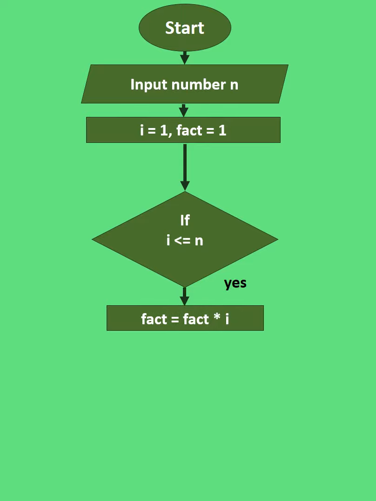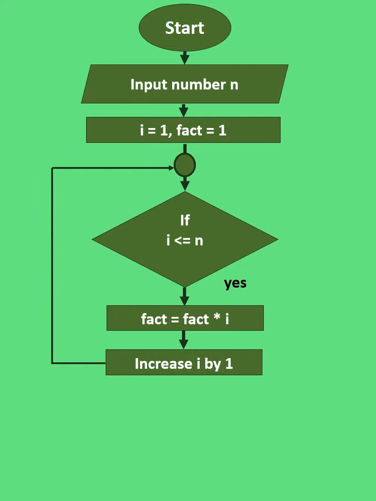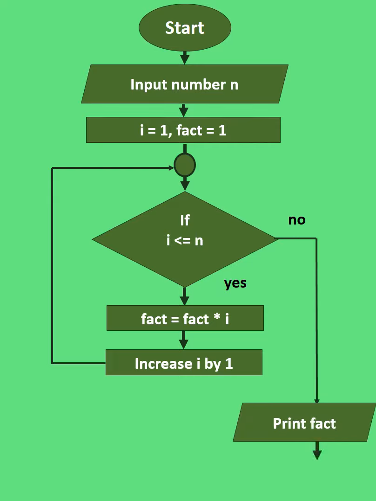On the yes side, multiply fact with I and increment I by 1, and repeat this process until the last limit, that is n, is reached. If you are going to find the factorial of 5, then the last limit would be 5. If I is not less than or equal to 5, then on the no side, we will print what is saved in fact and stop our flowchart.